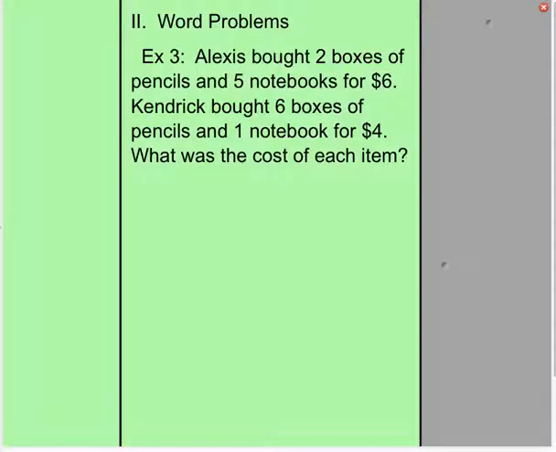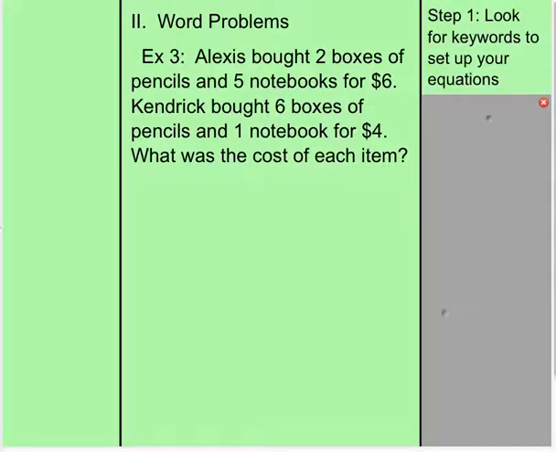So in this video, we're going to take a look at setting up and solving word problems again. We need lots of practice with this. So we've got Alexis bought 2 boxes of pencils and 5 notebooks for $6. Kendrick bought 6 boxes of pencils and 1 notebook for $4. What was the cost of each item?